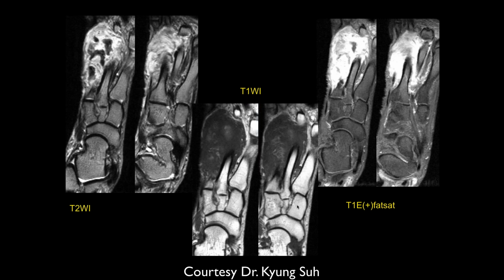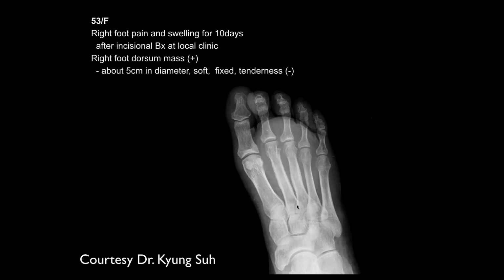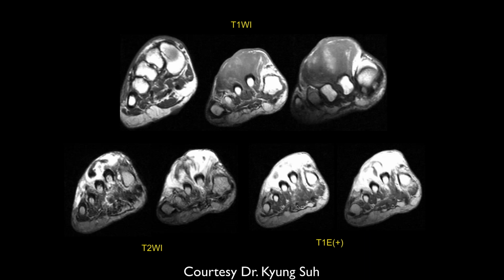On this MRI, this is a pretty big mass with heterogeneous signal, probably some hemorrhage within it or calcification. Actually, not calcification, because the radiograph didn't show any. So there's a large mass with probably hemorrhagic necrosis in the middle.